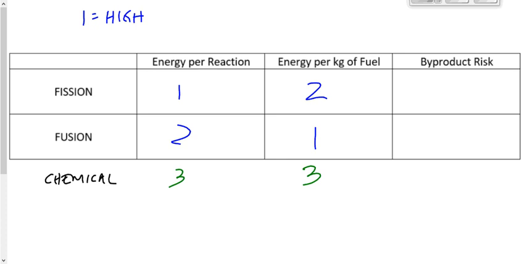Now, let's take a look at the risks here, the byproduct risks. So, in other words, what comes out of it? What are the risks of it? Well, fission clearly produces highly radioactive material. Therefore, those products are, for lack of a better term, bad news.